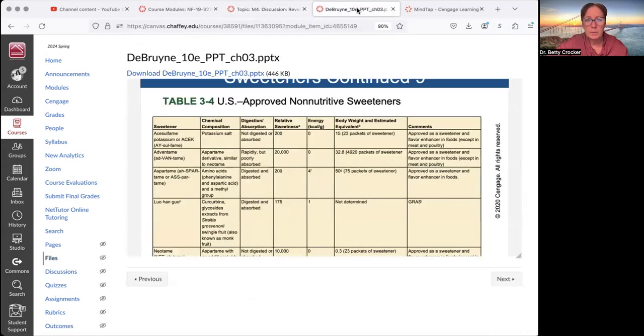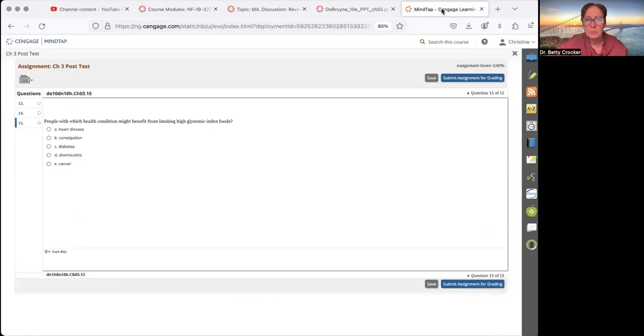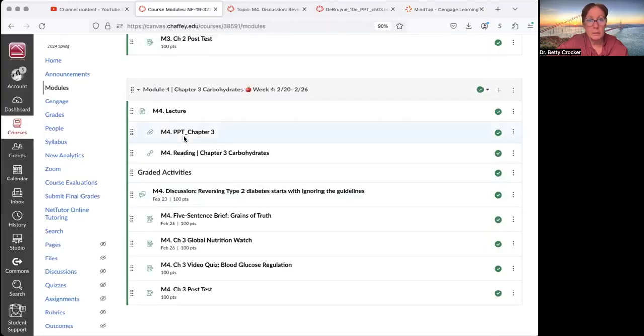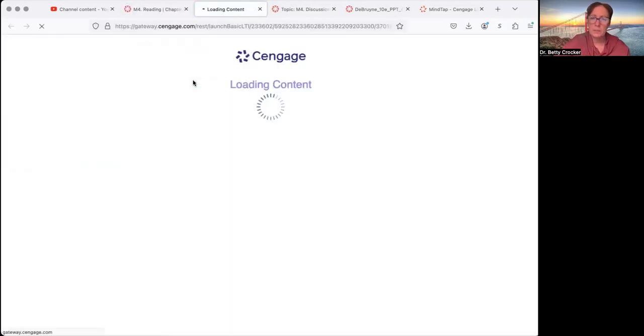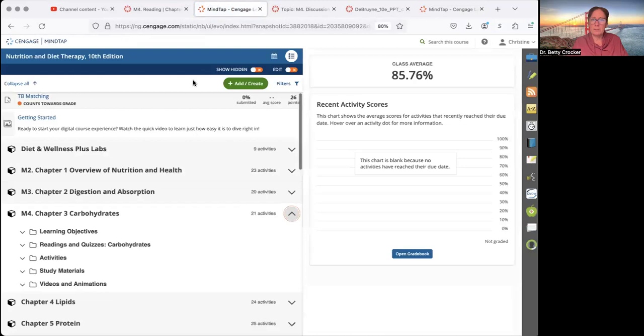So if you go to your textbook, that's the PowerPoint, excuse me. Our textbook is going to be, let me click it. Apparently I didn't do that. Let's go ahead and click it, and then we're going to load it. Just give it a moment and it will load up. Just like anything, when you go over to MindTap, you just have to give it a moment to load up.